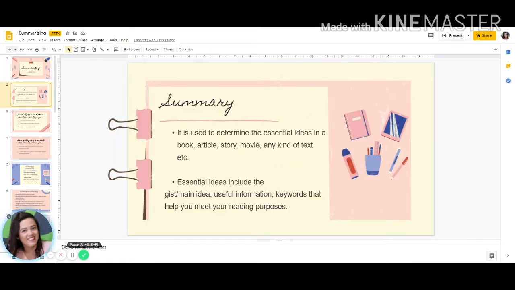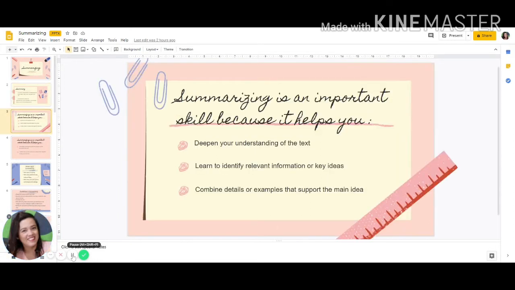What is a summary? It is used to determine the essential ideas in a book, article, story, movie, any kind of text, etc. So we highlight the words essential ideas. What are these essential ideas? Essential ideas include the gist or main idea, useful information, keywords that help you meet your reading purposes.